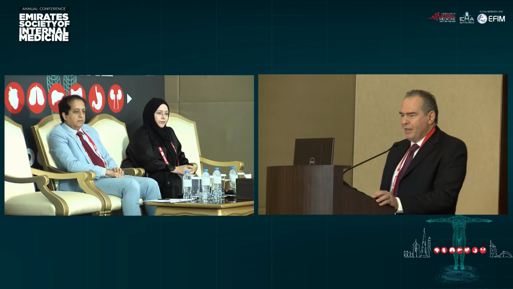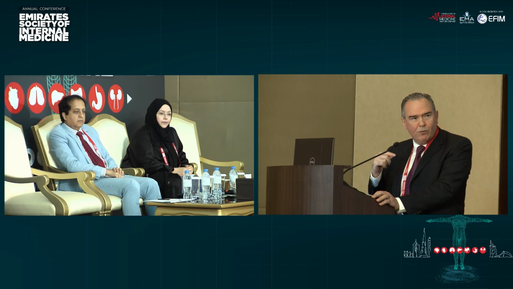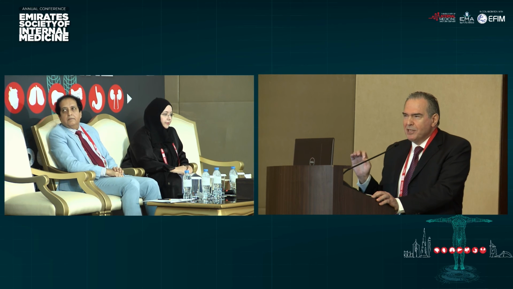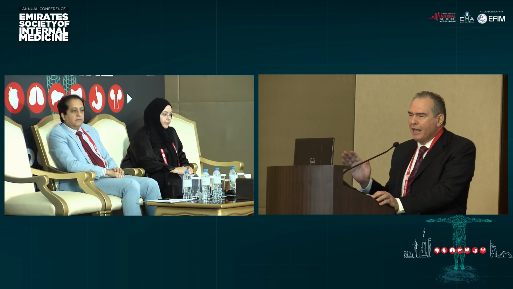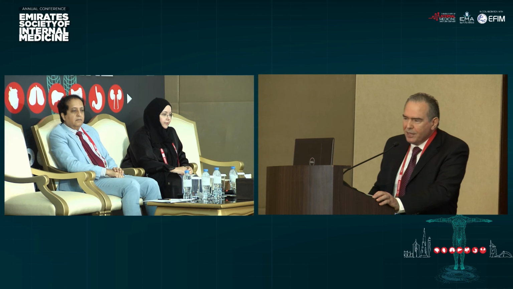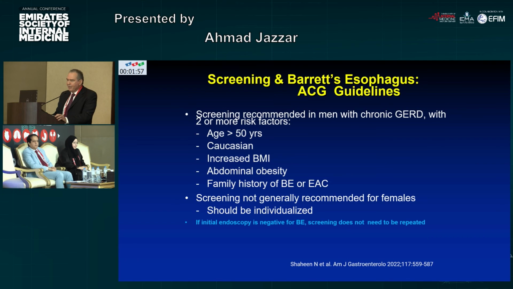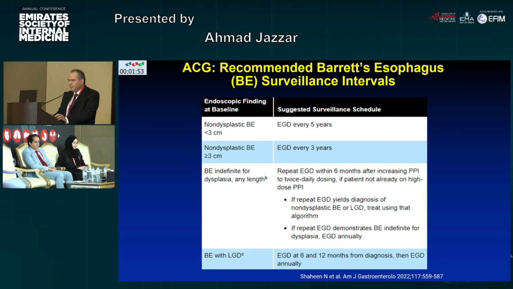So from a Barrett's esophagus standpoint, we have to screen certain populations for Barrett's. If we can put up the slides just for a couple of minutes. Certain populations have to be screened for Barrett's esophagus, like age more than 50, Caucasians, increased BMI, abdominal obesity, and family history of Barrett's esophagus or esophageal adenocarcinoma.